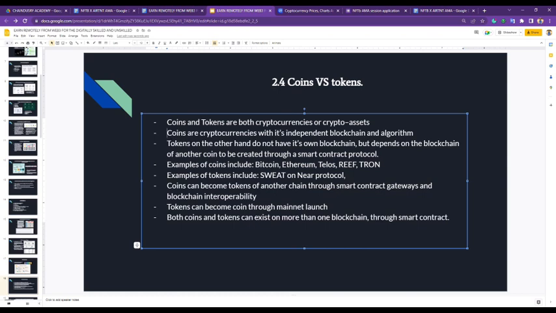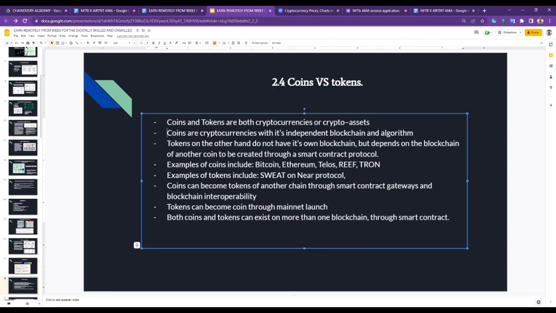And tokens, on the other hand, do not have their own blockchain, but depend on the blockchain of another coin to be created through a smart contract protocol. So tokens do not have their own blockchain, they depend on another blockchain to exist. So their explorer, their hashing rate, everything that happens on a token is dependent on another blockchain. And if that blockchain fails for any reason, the tokens fail with the chain. But blockchain is trustless anyway, so the chances of failure are slim based on the decentralized technology that is being used to create blockchains.